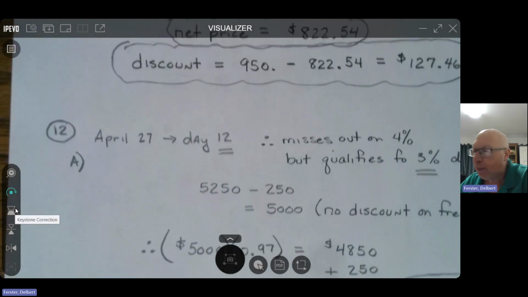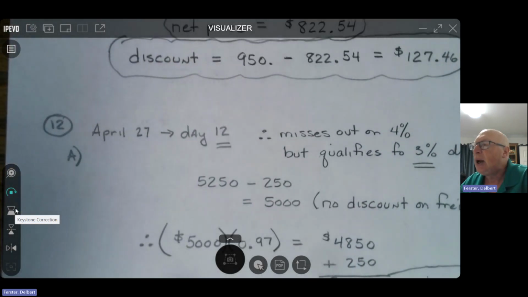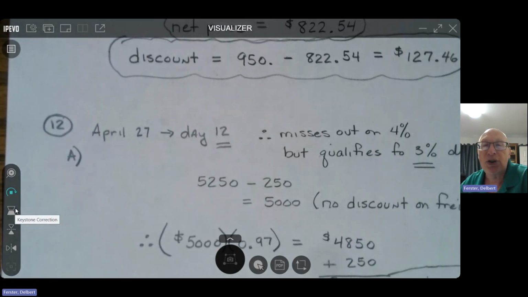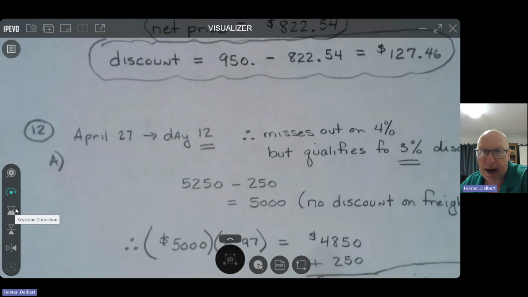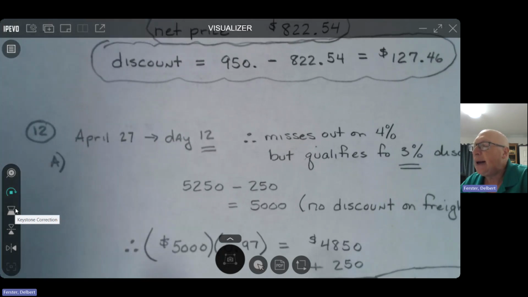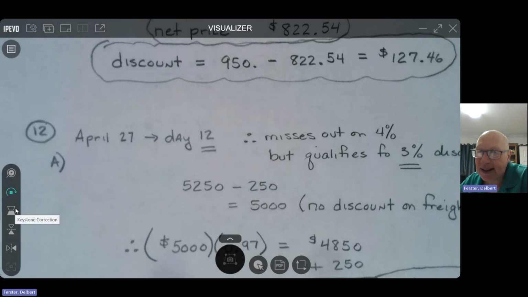Let's move to 12. All right, problem 12 says a guy gets an invoice dated on the 15th. It includes a $250 freight charge. Remember, freight charges are not subject to a discount. The terms are 4/10, 3/30. If he pays the invoice on the 27th, that's 12 days that have transpired from the 15th to the 27th.